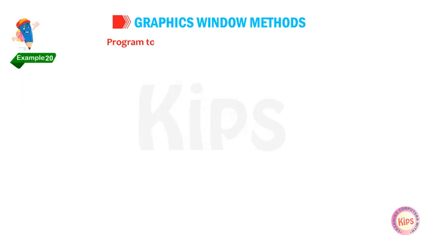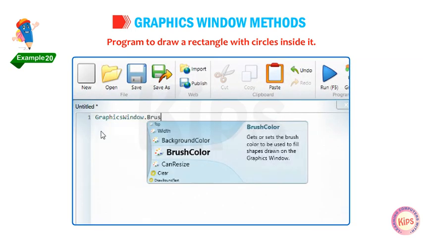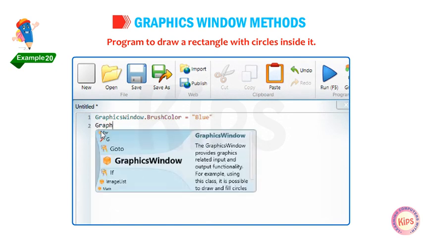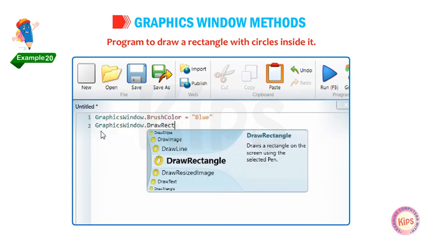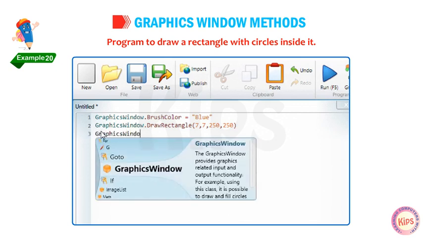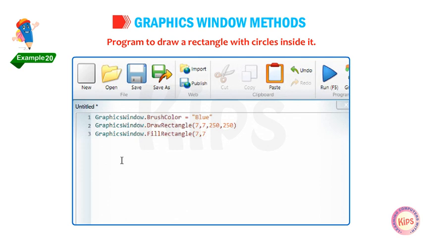Example. Program to draw a rectangle with circles inside it. GraphicsWindow.BrushColor = "Blue". GraphicsWindow.DrawRectangle(7, 7, 250, 250). GraphicsWindow.FillRectangle(7, 7, 250, 250).